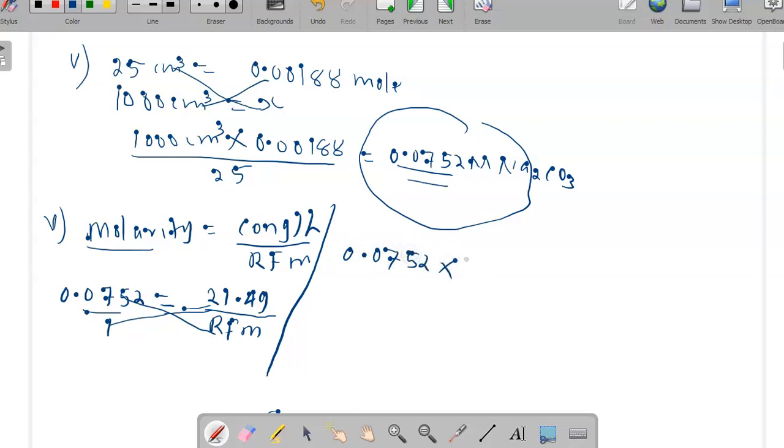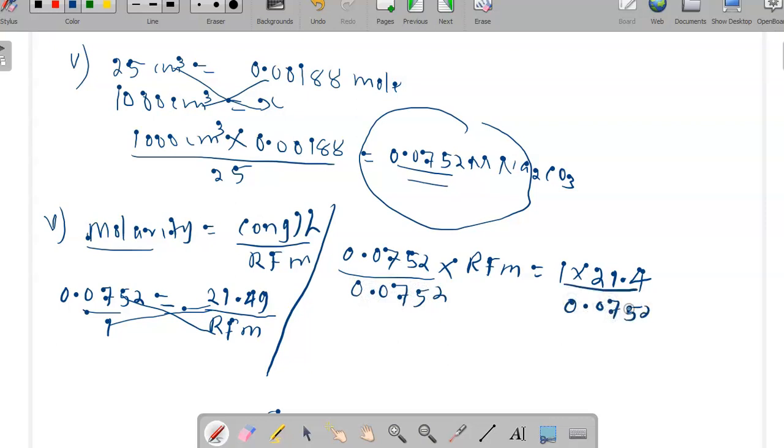0.0752 multiplied by RFM is equal to 1 times 21.4. Then you divide both sides by 0.0752. So therefore this one they cancel. RFM of sodium carbonate is equal to, when you divide this one by using calculator, you get 285. So this is the value of RFM, but we need to get the value of X.